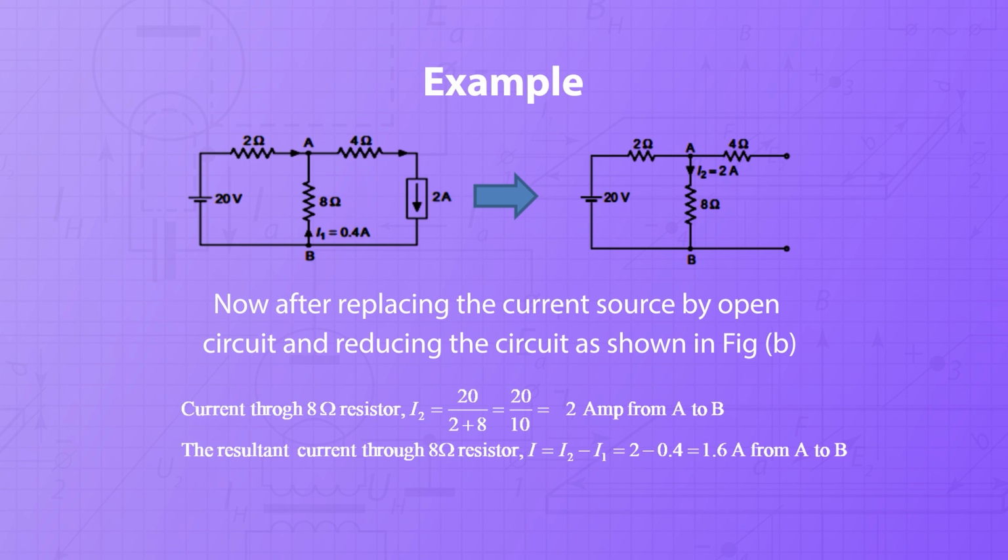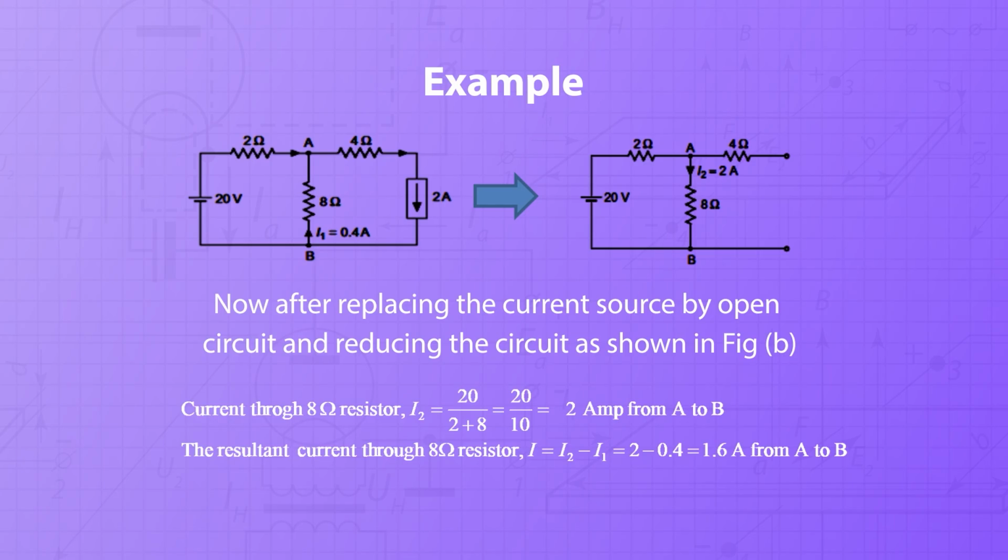So the current through the 8 ohm resistor can be calculated as I2 is equal to 20 upon 2 plus 8, because there is only one current flowing due to this 20 volt source, which flows through the 2 ohm resistance and the 8 ohm resistance. So the total load in this condition is 10 ohm. So this I2 current is 20 upon 2 plus 8, that is 20 divided by 10, that is 2 ampere, and the direction of current is from A to B.